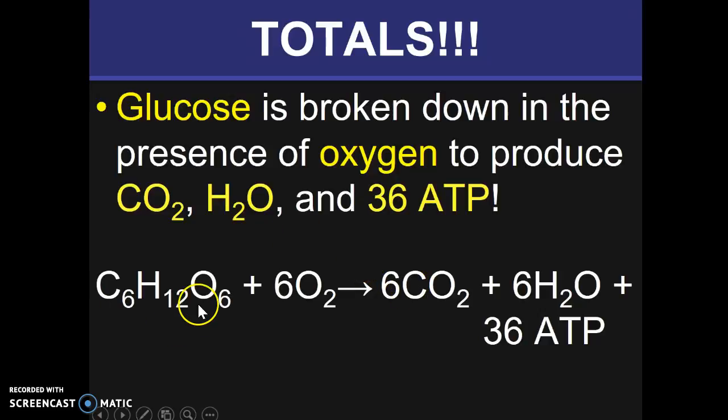So everything's reversed. This time we need 1 molecule of glucose and 6 oxygen, and that's going to allow us to exhale carbon dioxide. We have 6. We make water, which we talked about at the end, and then our final outcome is 36 ATP. So overall, this is our final equation for aerobic respiration.